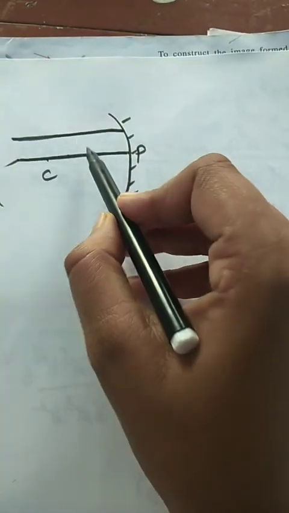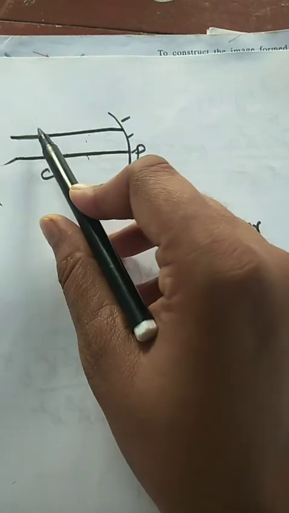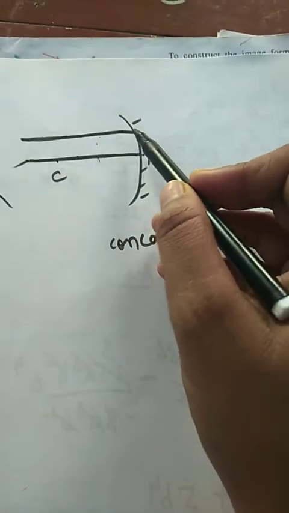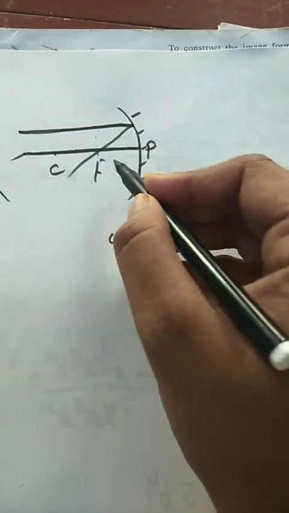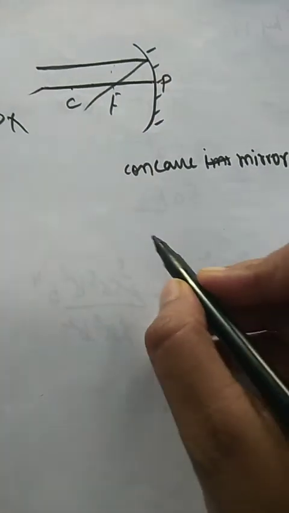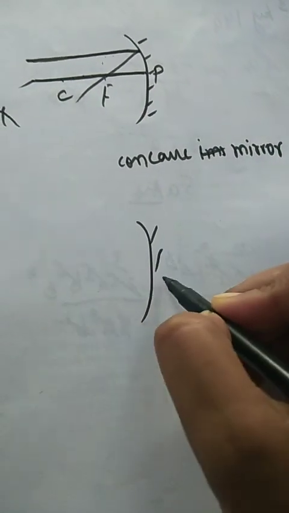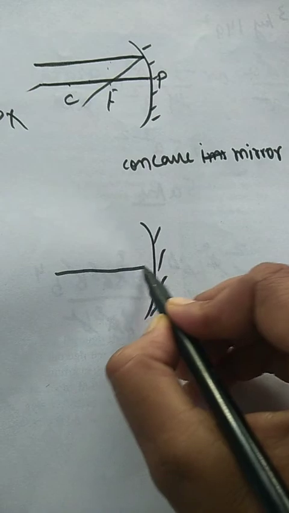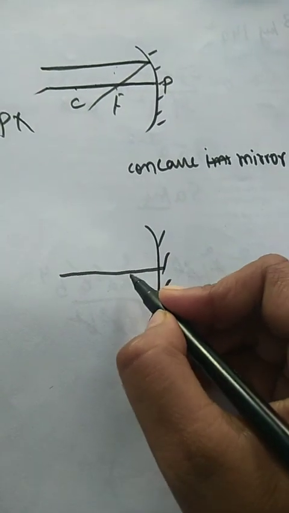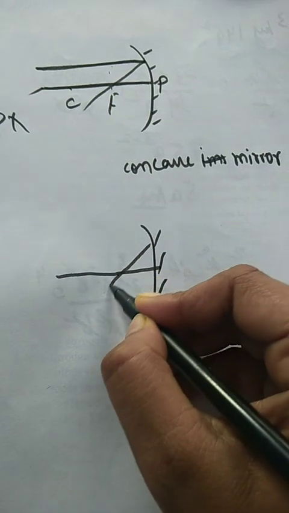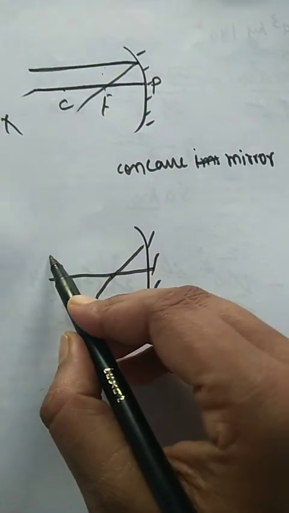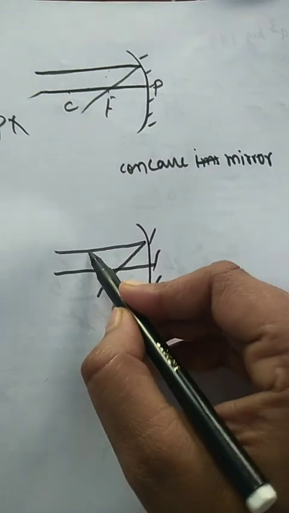If a ray is parallel to the principal axis and it is incident on the reflecting side of the concave mirror, it will pass through the focus. This is rule number 1. And rule number 2 is, if a ray is passing through the focus, it will be parallel to the principal axis after reflection. This is rule number 2.